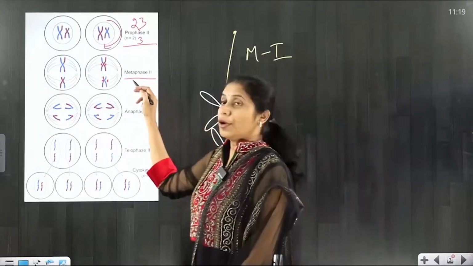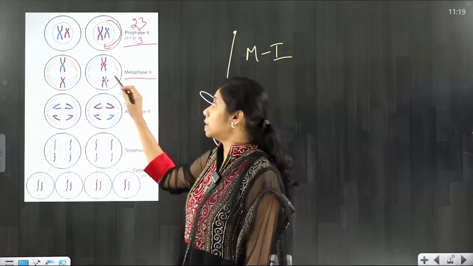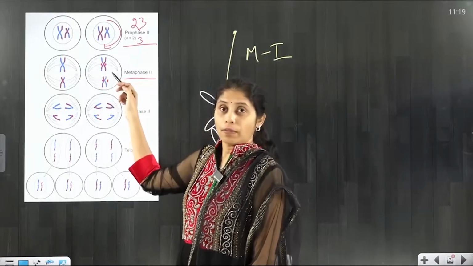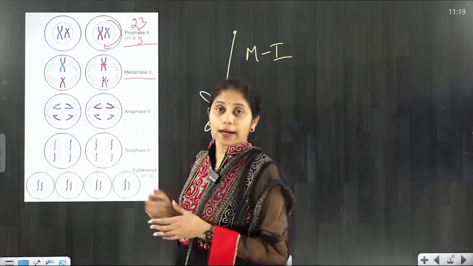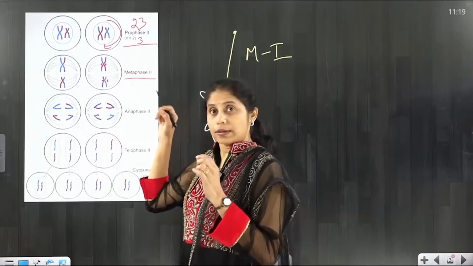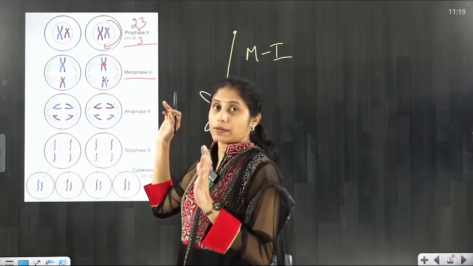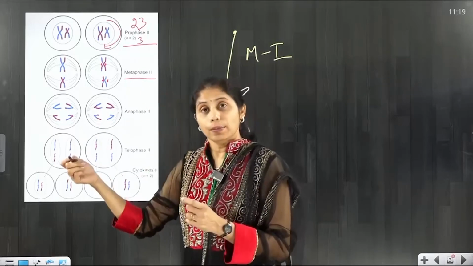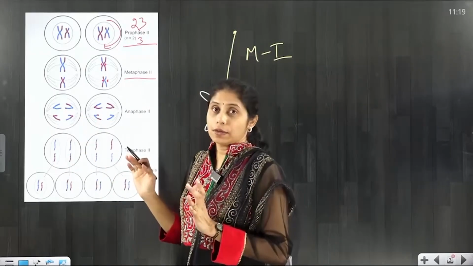But here in meiosis 2, in metaphase 2, what happens is each chromosome is connected to both the poles. To both the sides, opposite poles, they are connected. That step is equal to mitosis. So metaphase 2 is similar to metaphase of mitosis.